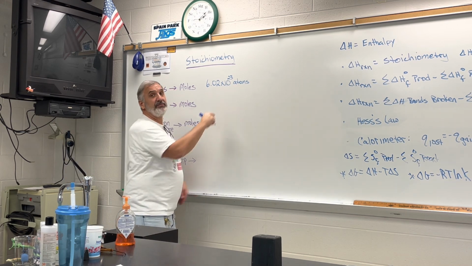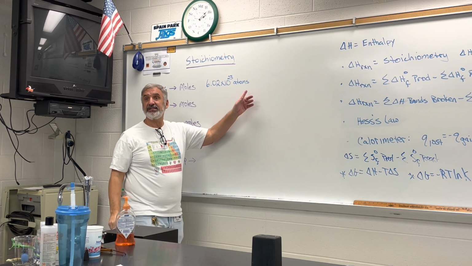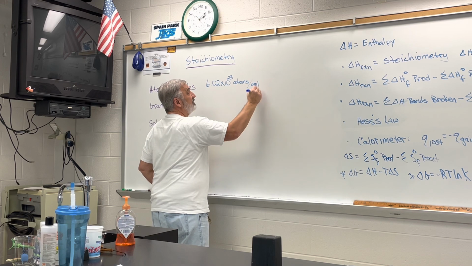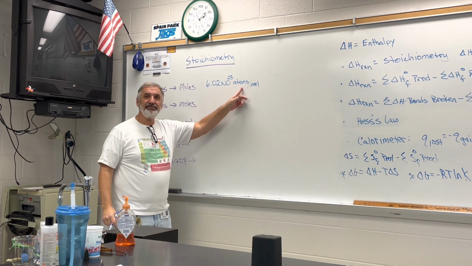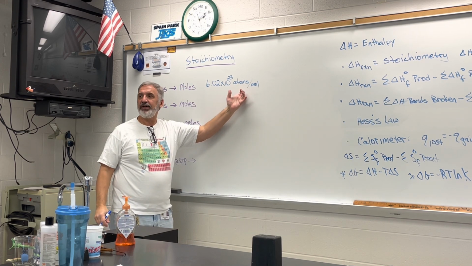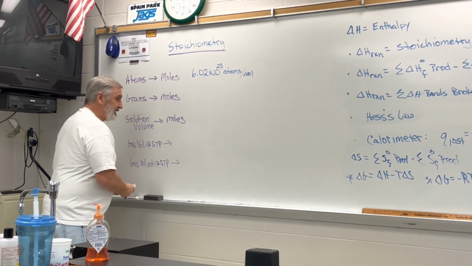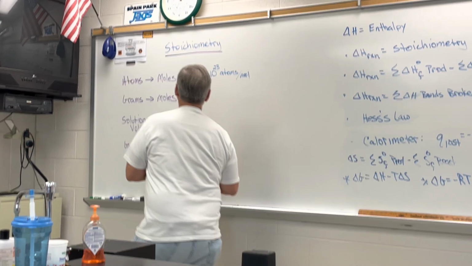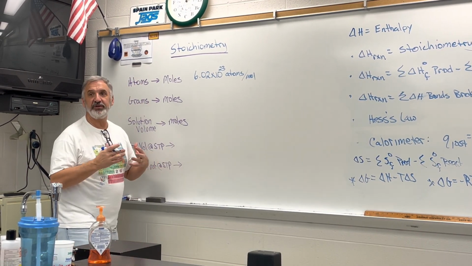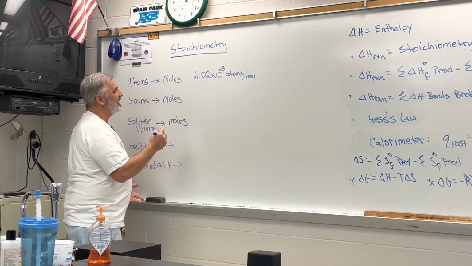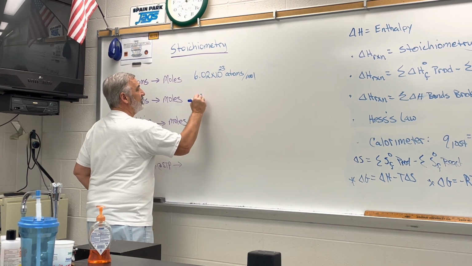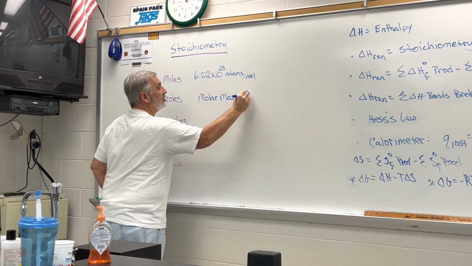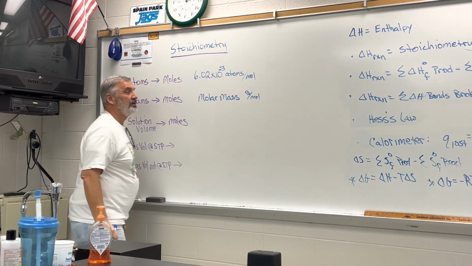So this could be atoms, this can be molecules, this can be ions, this can be whatever the given is, to moles. We use Avogadro's number. And again, anytime something has 2 units on it, it's a conversion factor between those two things. Now, if I go from grams to moles, who do we use? Molar mass. And the units on molar mass are always grams per mole.